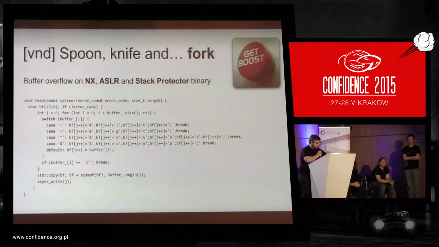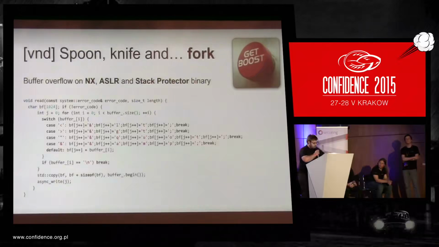So hi, a few words about spoon, knife, and fork. It was a pwning challenge worth 200 points. And as you can see from this code, it's a simple stack buffer overflow, with the exception that it worked on a machine with NX bit, ASLR, and a stack protector. So it was a little bit harder.